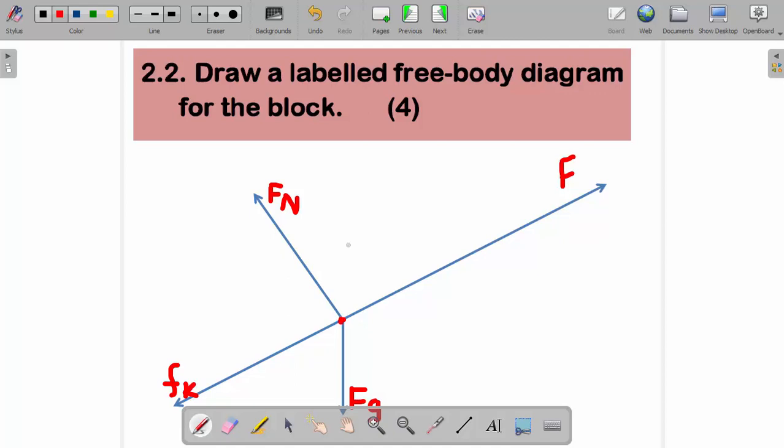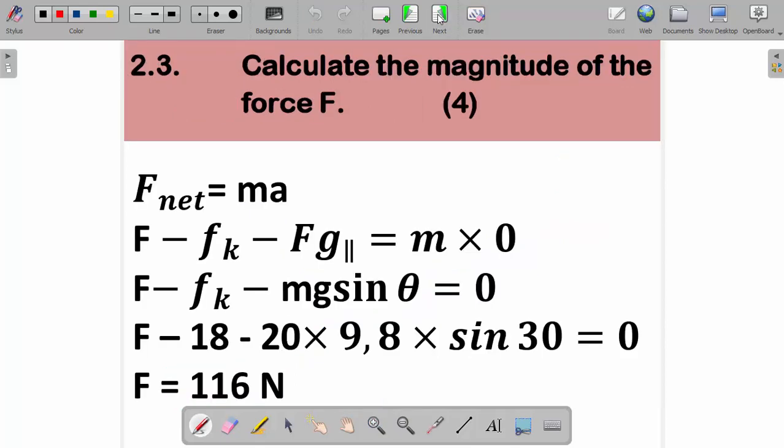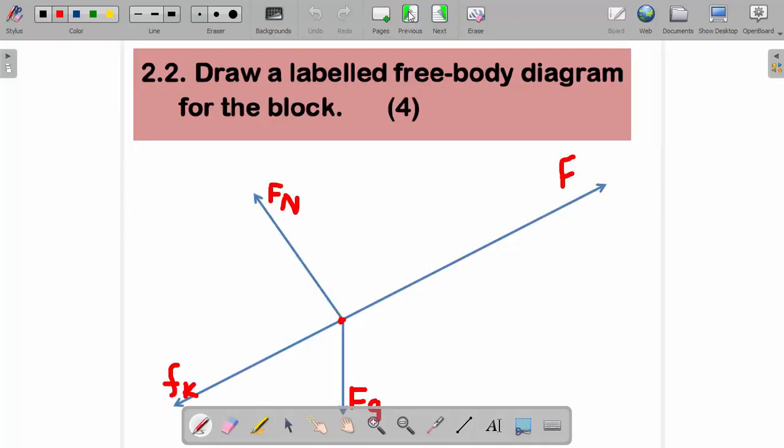Hope we are together, guys. Let us proceed. If they give you 4 marks, it means there must be 4 errors which are well labeled. Now to continue, they said to calculate the magnitude of the force F. Okay, let's go back a little bit.